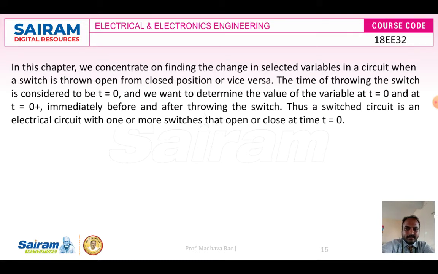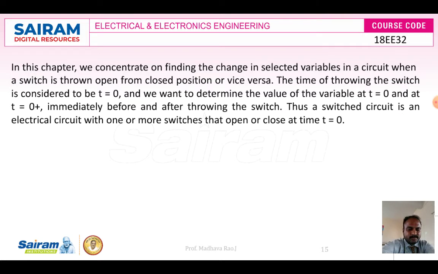In this chapter we concentrate on finding the change in selected variables in the circuit when the switch is thrown open from the closed position, or vice versa. When the switch is open, how will the circuit behave, when the switch is closed, how will the circuit behave. So here, for identification, we are taking t is equal to 0, t is equal to 0 minus, t is equal to 0 plus, t is equal to infinity.